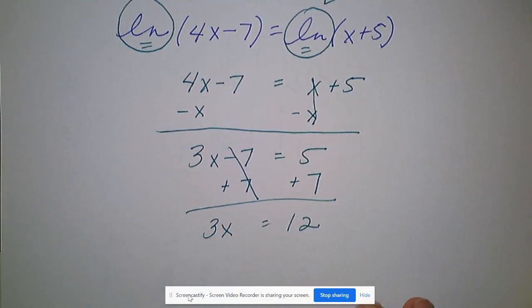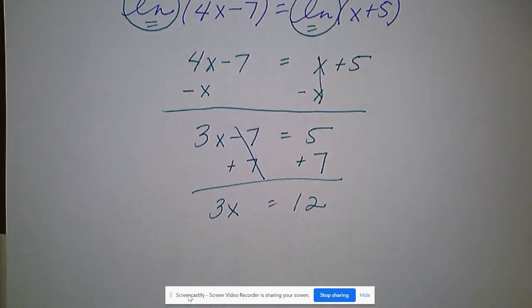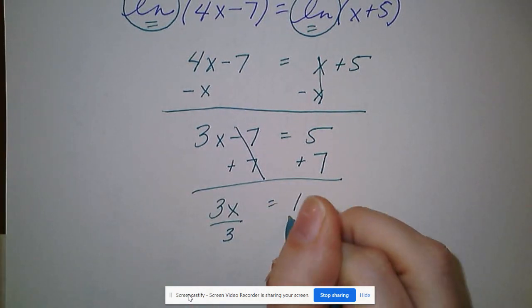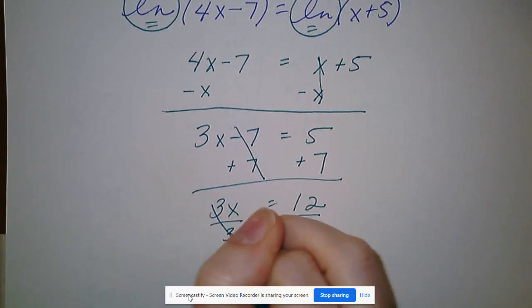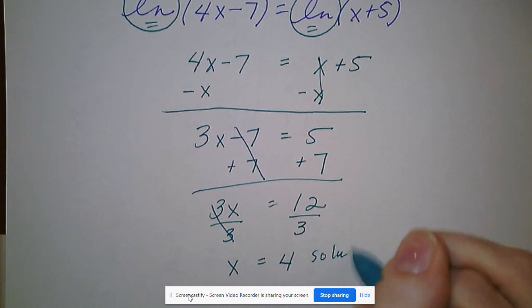And then my last step, still got to get x alone. Currently, I'm multiplying by 3. So to undo that, I'm going to divide both sides. What I do to one side, I do to the other. And I'm left with x equals 4. Okay, that's it. That's your solution. Yay. That's all you have to do.